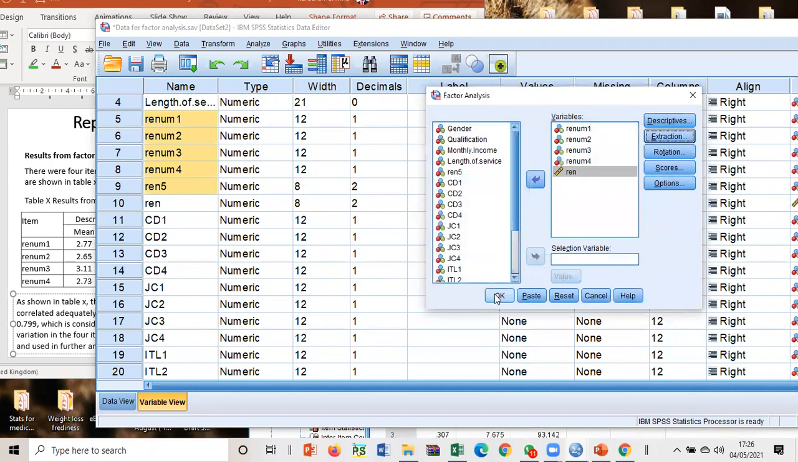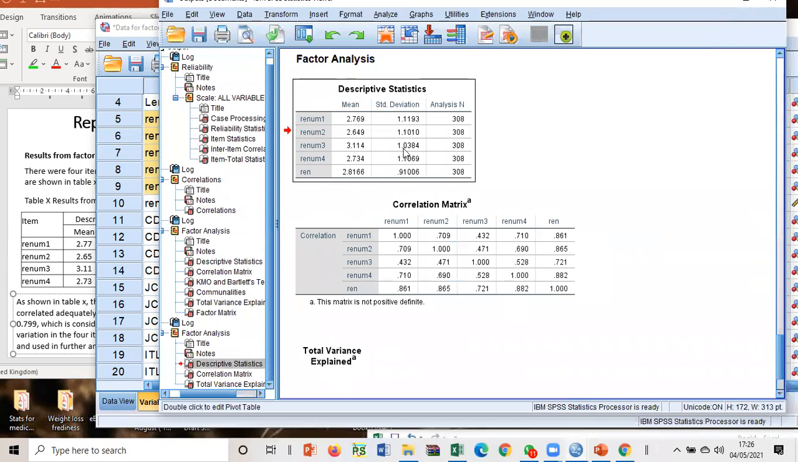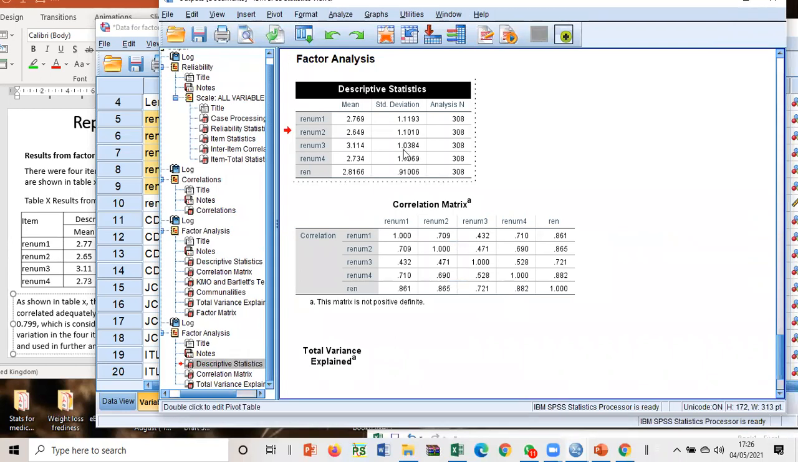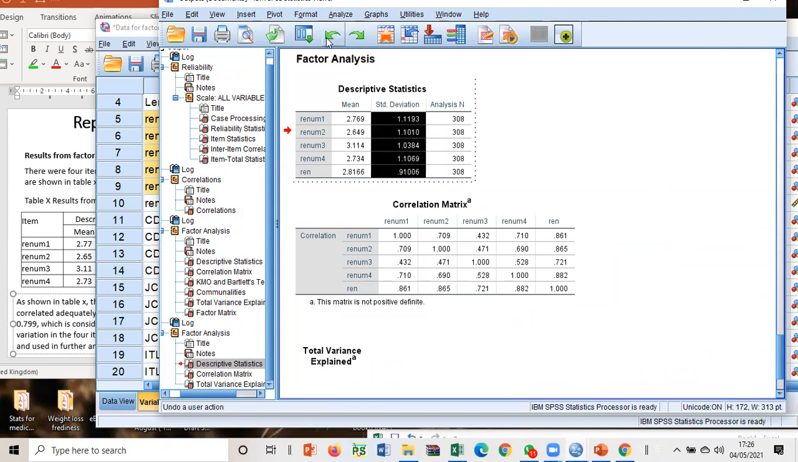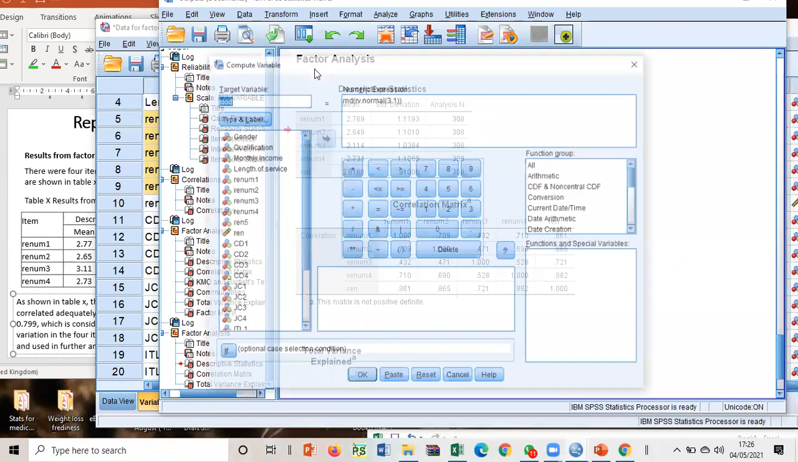Extraction. Okay, so let's look at the tables now. Standard deviation, is it okay? Yes. Sorry, I added one more 5, right? I don't know why this value is very high. Let me redo it.